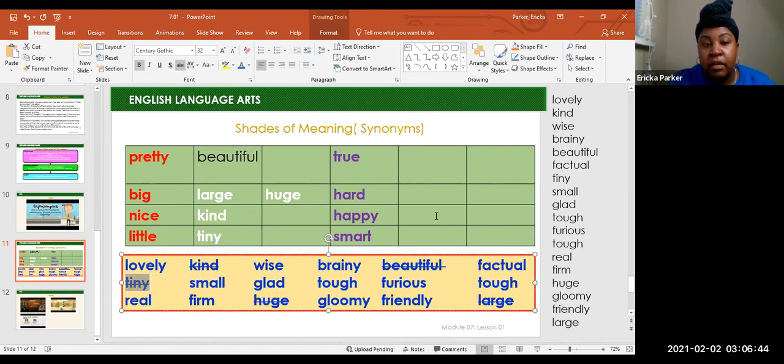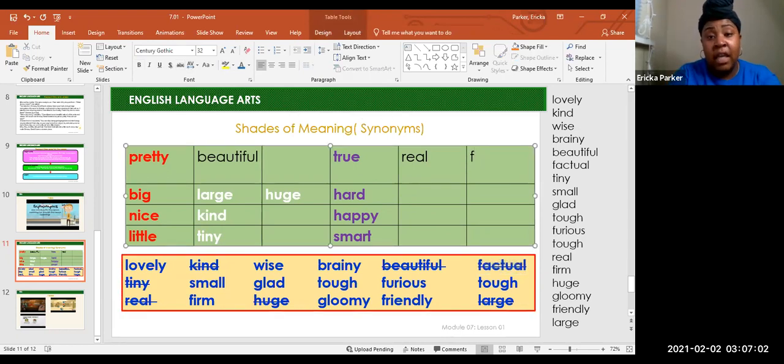All right. Now, true. If something is true, it's also what? Real. Okay. And if it's real, it's what? This word right here is factual. Okay. So if you see the word fact in there, that means that it's what? It's true. Okay. Something that is hard is what? It can be tough.